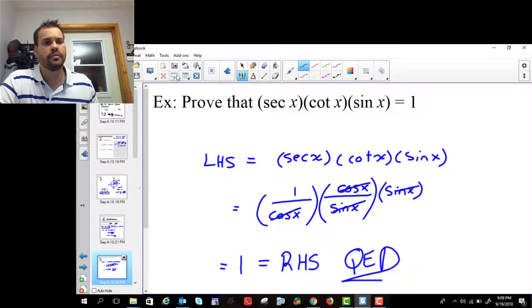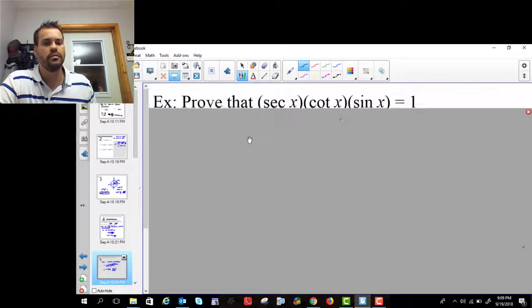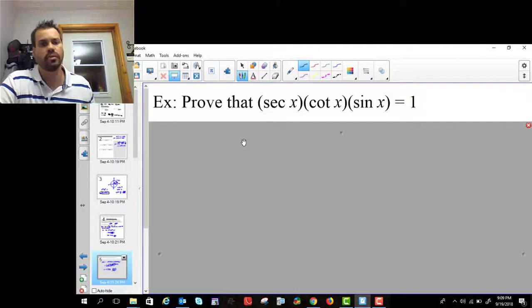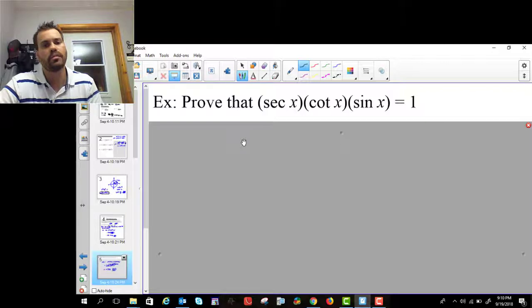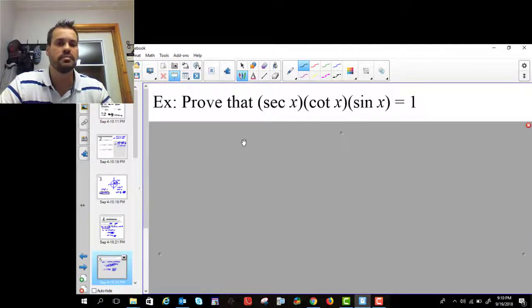All right, so we're just going to do a couple more examples, and then I'm going to let you try more on your own during class time. But here's another one: secant x, cotangent x, sine x equals 1. So what I'm going to say to you is this. If you have a bunch of terms on one side and they're all multiplied together, the strategy for proving these is to just make everything into sines and cosines.